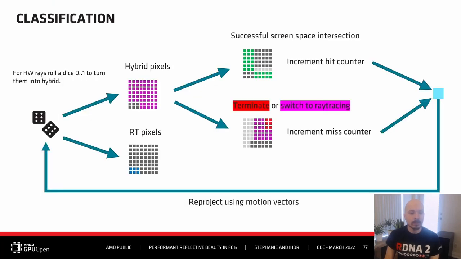So here's the full workflow for this technique. We first reproject the previous feedback counters using motion vectors. We roll our dice to randomly turn pixels that were previously DXR into hybrid. The hybrid rays go through screen space SSLR, and if they get an intersection, then we increment our hit counters. But if they don't, then we increment our miss counter, and then we combine them with our DXR rays that we previously separated, and we go through the DXR pipeline to find our intersections. Our hit and miss counters get combined, and then we reproject, and then we repeat the same thing for the next frame.